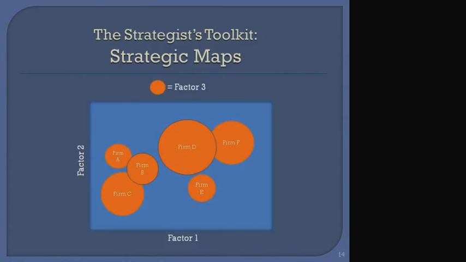Basically, you're taking a couple factors, 2 or 3 factors, and you're mapping the various players within the industry on those factors. Here you see illustrated a way of doing a 3-factor map. You have an x-axis for factor 1, a y-axis for factor 2, and then the size of the circle reflects a 3rd factor. So let me give you an example here.